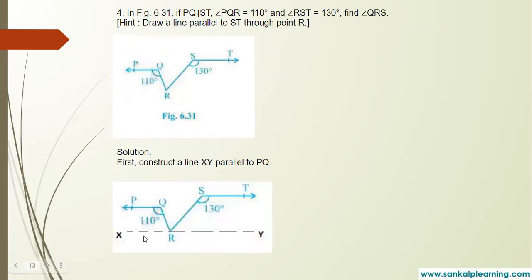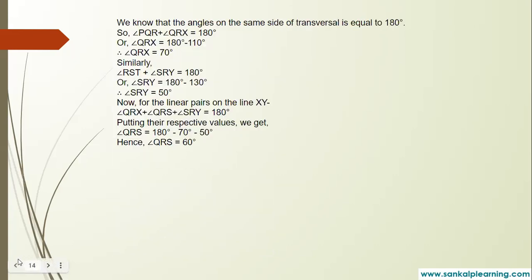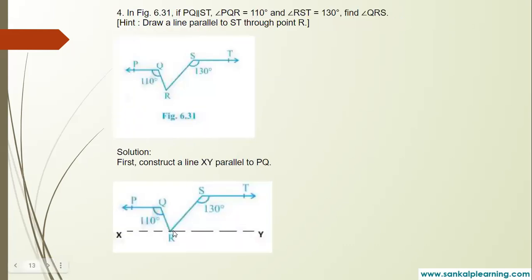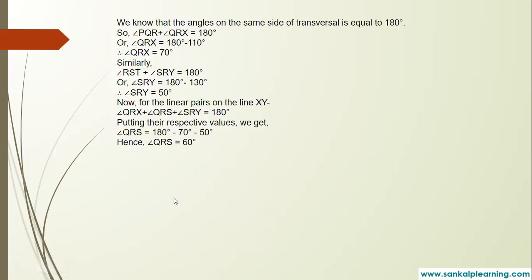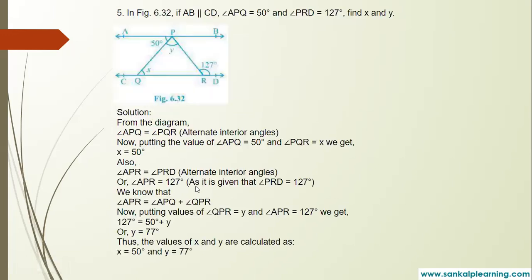Yes, draw a parallel line to ST, children. See, if it is 110, the sum of these two angles will be 180. 180 minus 110 and you get angle R. Next, 130 plus R, these two consecutive angles, what is the sum? 180. 180 minus 130 gives you this angle. This is 70 and this is 50. The sum will be 180. So add them and you get the answers.